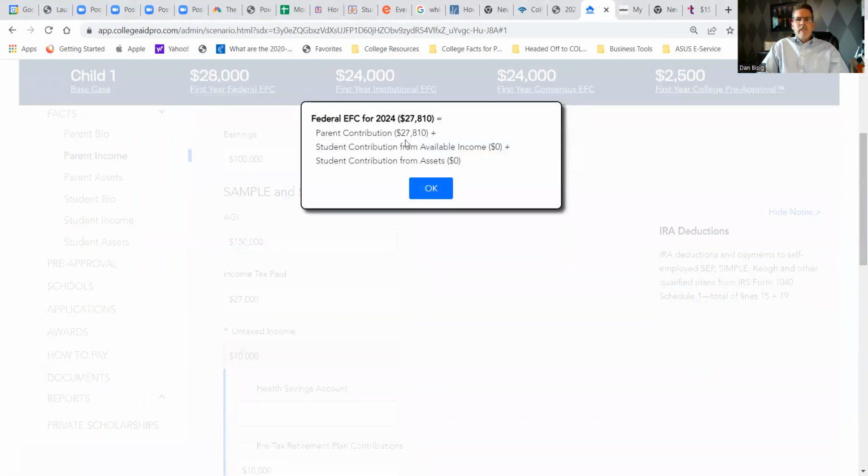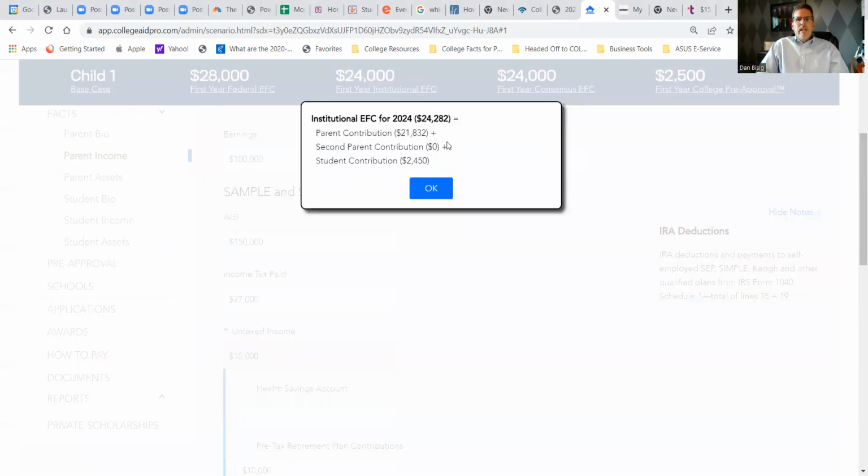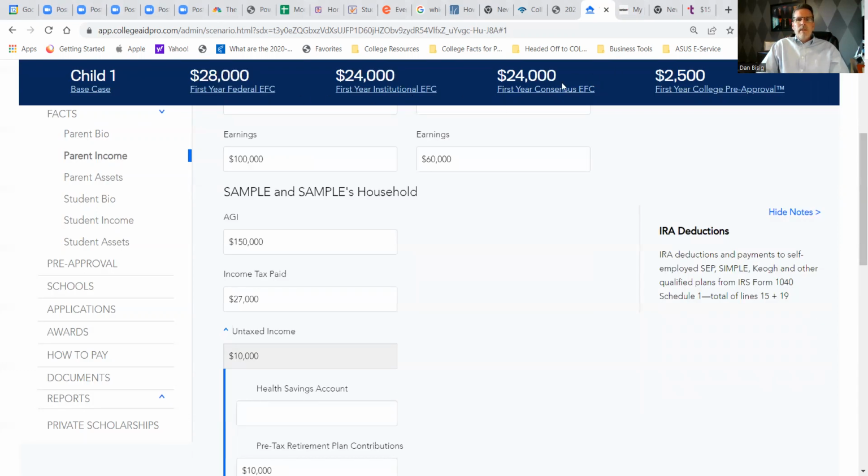So this is already saying that the parent contribution from income alone is $27,810. The program rounds it to 28. From the institutional and the consensus, it's about almost $22,000 for the parents, as well as the student is automatically expected to put in about $2,450, whether they're working or not, whether they're having any savings or not. That's the expectation of these schools. And so that's where we get the $24,000 numbers.